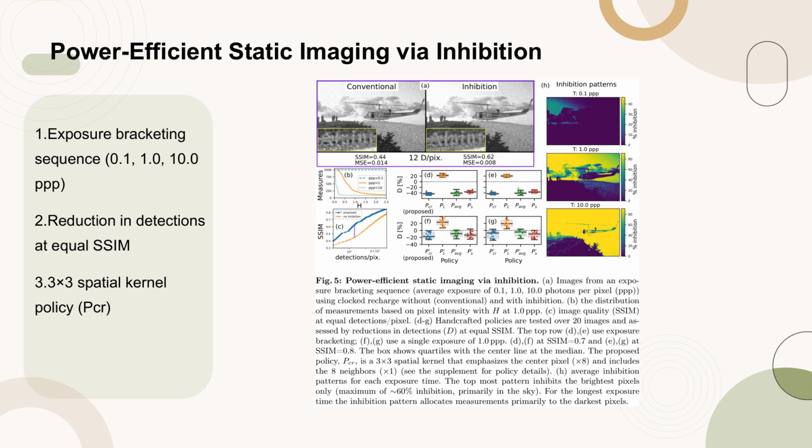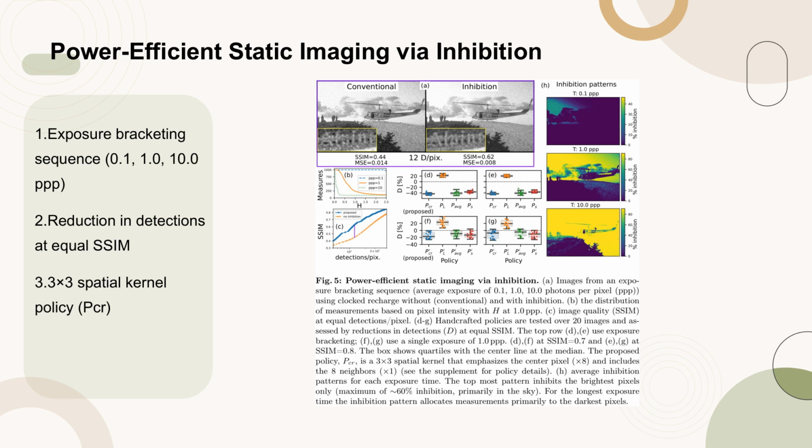SSIM. The top row, D-E, employs exposure bracketing, while F-G uses a single exposure of 1.0 ppp. The box plots in D, F, and E, G show quartiles with the median line, indicating the performance of the proposed policy, PCR, which uses a 3x3 spatial kernel emphasizing the center pixel and its neighbors.